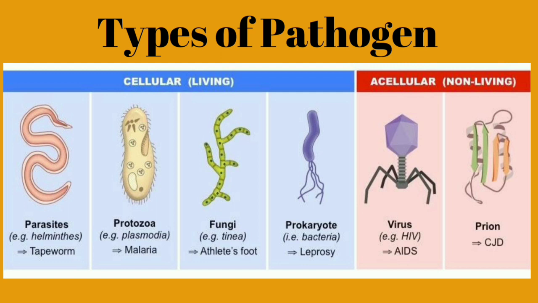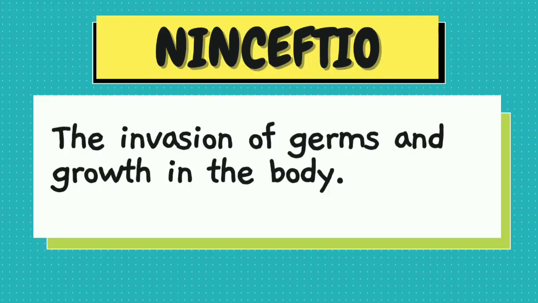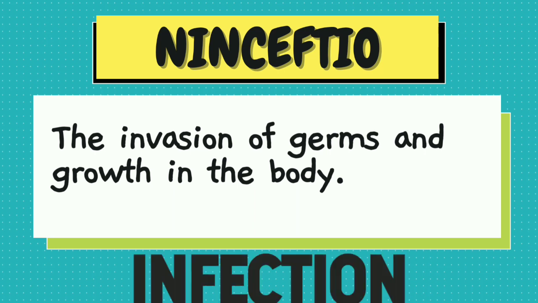There are different types of pathogen. We have the cellular or the living pathogen and acellular, which is the non-living pathogen. Examples of cellular or living pathogen are parasites, protozoa, fungi, or prokaryote. Under acellular or non-living, we have virus and prion. We also have blank is the invasion of germs and growth in the body. Yes, it's infection.